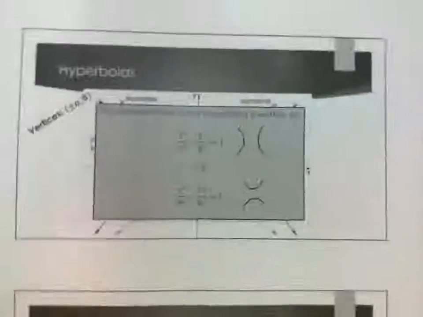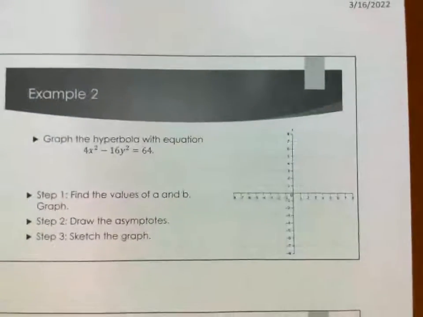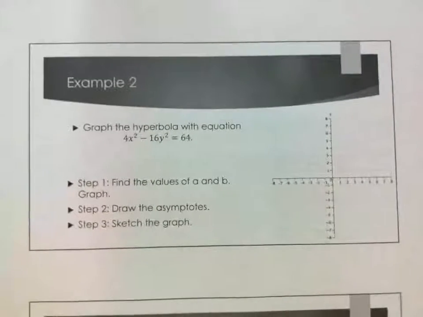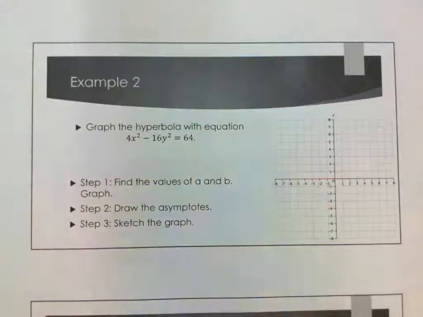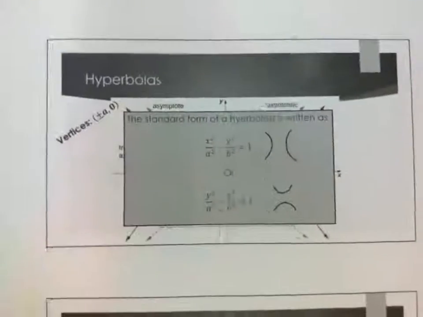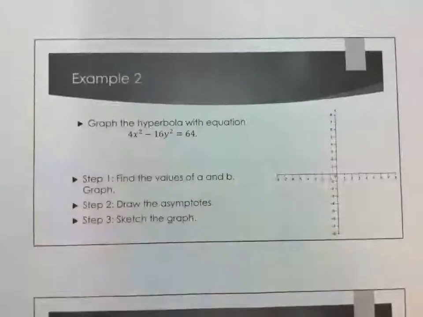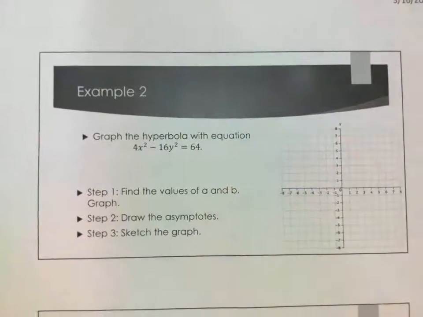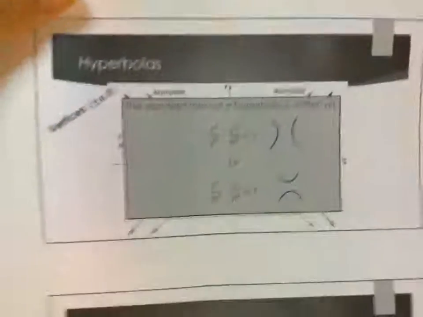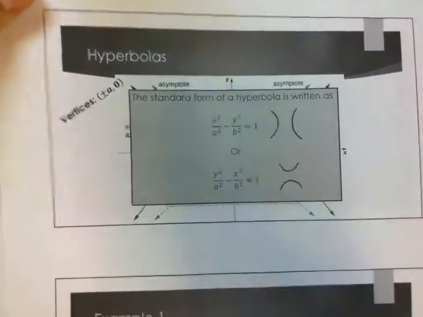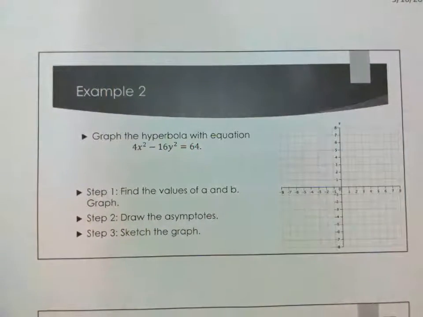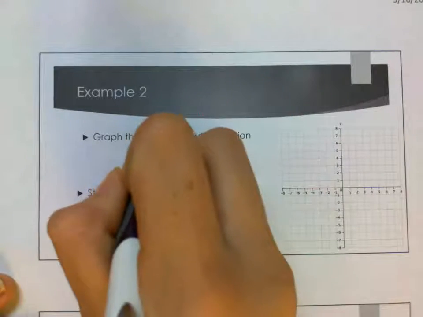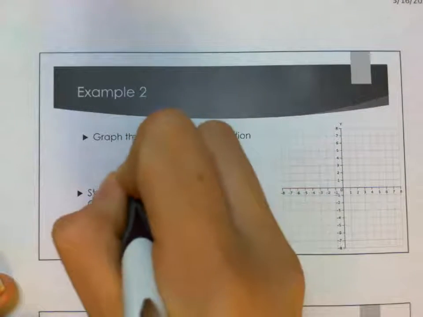So let's try another one. All right, so the problem with this one is what? The problem with this one is that it's not in standard form. It doesn't look like either of these. So I'm going to change it. How could I change this equation to be in standard form? Well, to be in standard form, I know that it needs to equal 1. That's one of the key things. So what I'm going to do is go through and divide everything by 64.